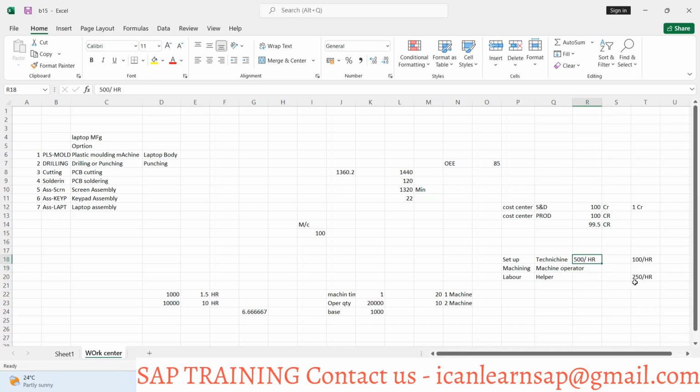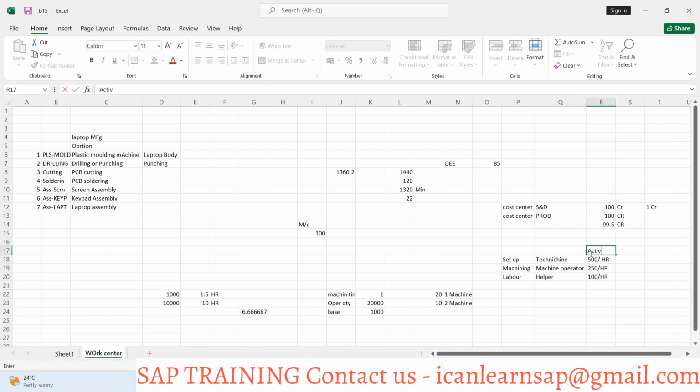Then how much amount will you give to the helper? 250 rupees per hour or 100 rupees per hour? 100 rupees per hour. Why 100? It's a helper, doing basic activity. He's not skillful. Now this 250 will go to this fellow, because he is not a helper, and neither is he a technician. He is an in-between person, so he gets 250 rupees per hour. What I'm talking about here is the activity rate.